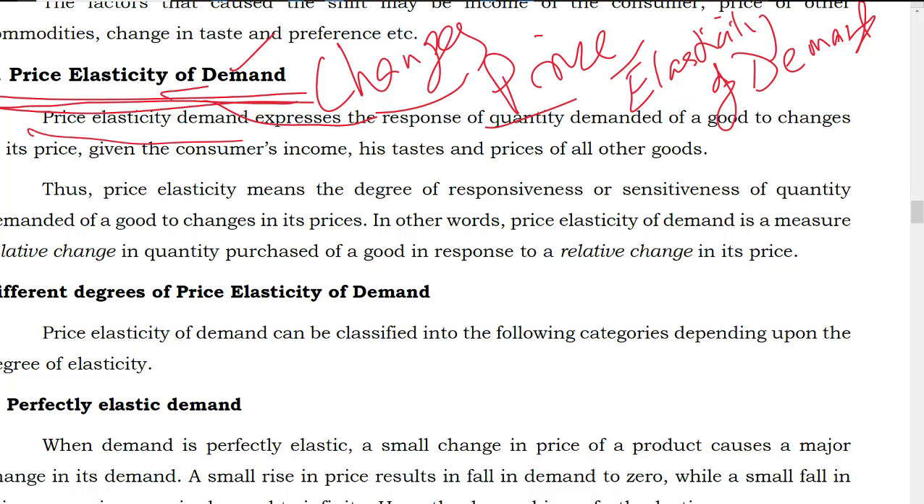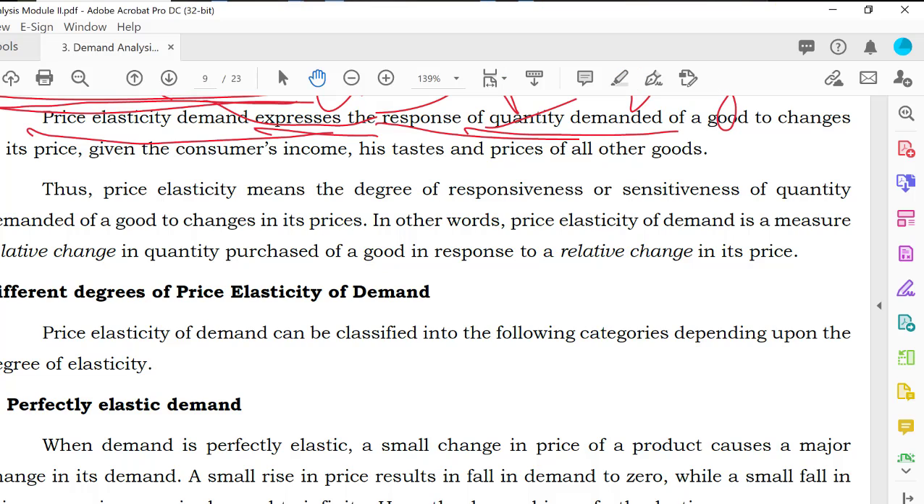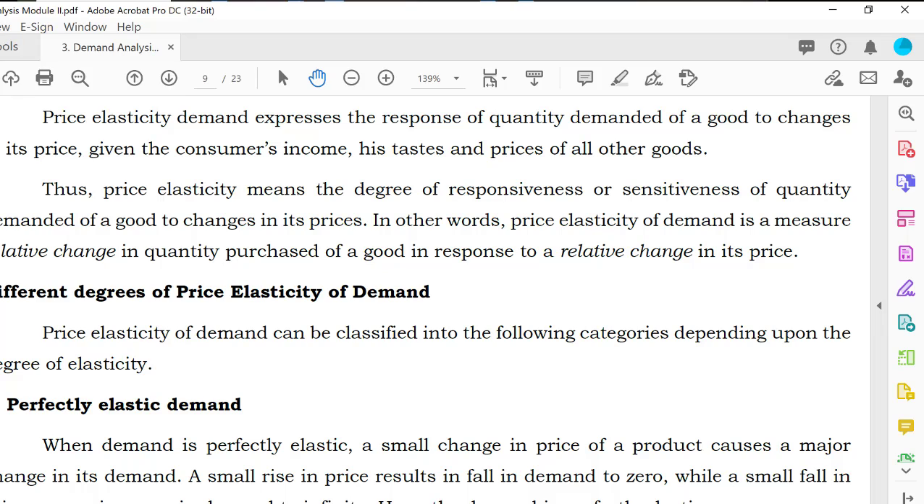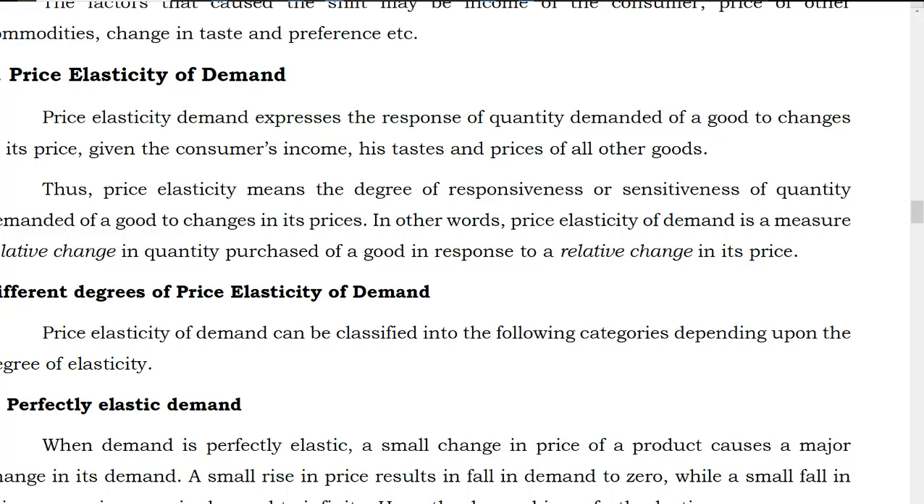Price elasticity of demand expresses the response of quantity demanded. That is very important. Before that, let me delete all this part so that you can clearly see that. So the quantity demanded, this word is very important. What is elastic? What is changing? Quantity demanded changes according to what? According to price. So that is called elasticity of demand.